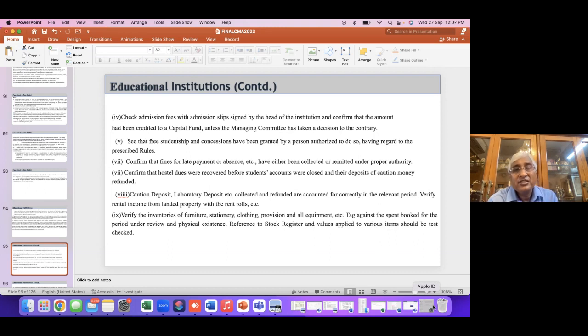Check admission fees with admission slips signed by the head of the institution and confirm that the amount collected is appropriate. The free studentship and concessions have been granted by a person authorized to do so, having regard to the prescribed rules. Confirm that fines for late payments or absence, etc., have been collected, unless it is condoned. It can be condoned also, because maybe the principal of the institute has a condonation power.